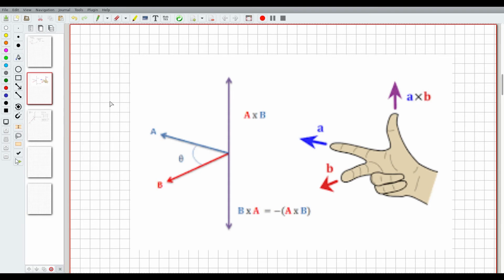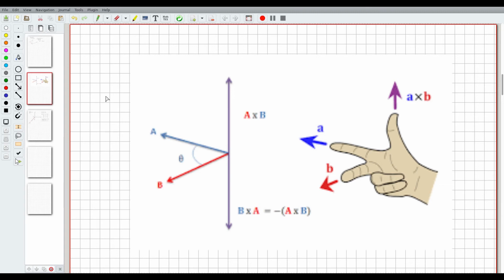Another way that you can do the cross product is to put all four fingers, not your thumb, in the direction of A. Let your palm sit in the direction of B. And as you close your fingers to make a fist, the direction of your thumb gives you A cross B as well.